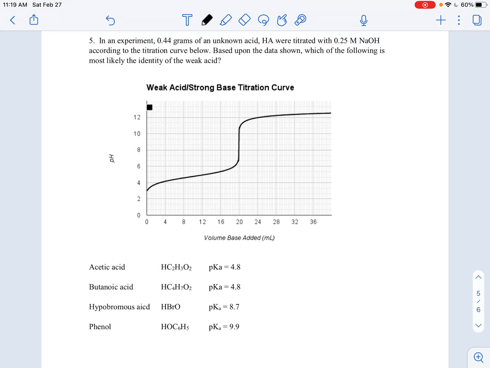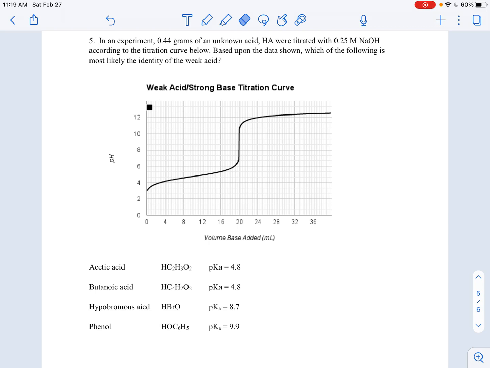For question number 5 here, this is encapsulating a bunch of the skills that we have learned throughout this unit. We have a titration curve of an unknown acid, and we'd like to know which of these acids it is based upon the curve that is present.